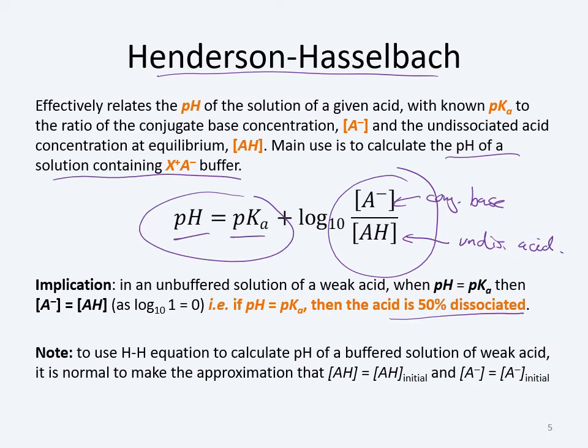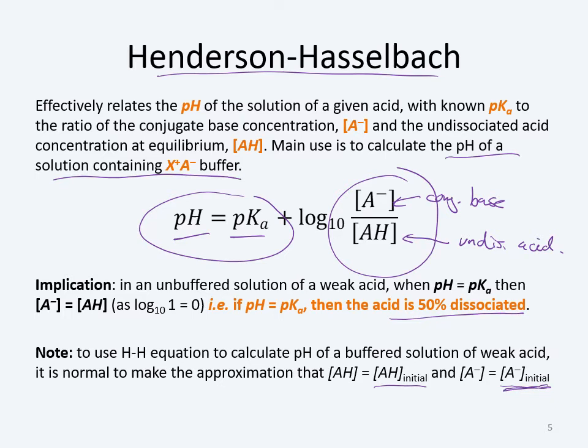Key point when you're actually using the Henderson-Hasselbalch equation, as we will try a bit later, is that we normally make the same approximation as we've already made here, which is that our concentration of the undissociated acid species is equal to the initial concentration. And this is a bit different, but it's kind of the same idea, that the concentration of the dissociated species is equal to the amount of buffer we put in.